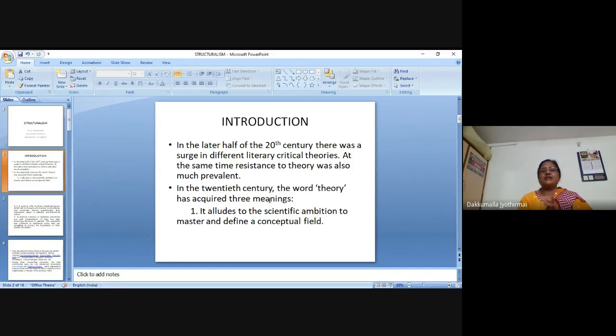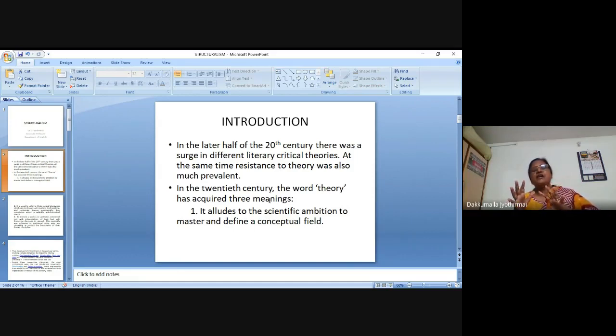You read Samuel Johnson, who wrote about Shakespeare and his plays, their demerits or merits, in the Preface to Shakespeare. Johnson does not mention any theory, but a particular text or author is taken and his works evaluated to bring out the merits and demerits. If we are taking any particular author or any particular work, it comes under literary criticism. And if we are giving general principles, it comes under theory.